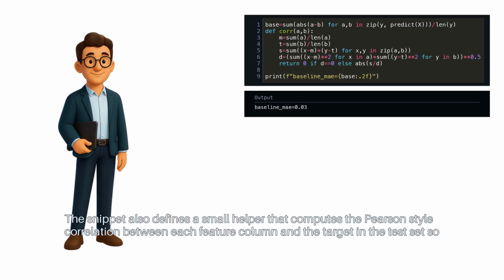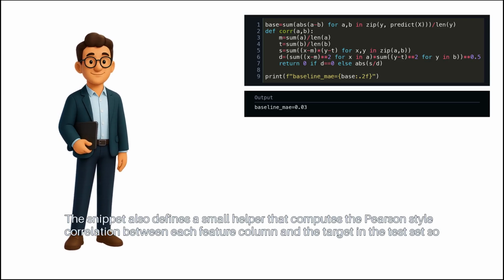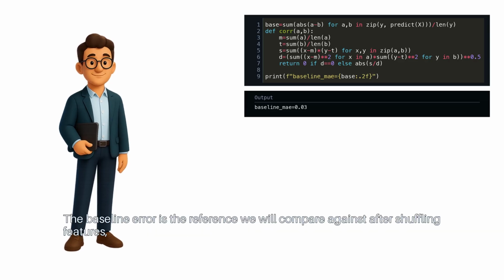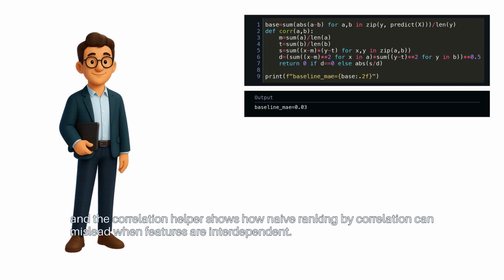The snippet also defines a small helper that computes the Pearson-style correlation between each feature column and the target in the test set, so we can see which columns are simply correlated with the label. The baseline error is the reference we will compare against after shuffling features. And the correlation helper shows how naive ranking by correlation can mislead when features are interdependent.